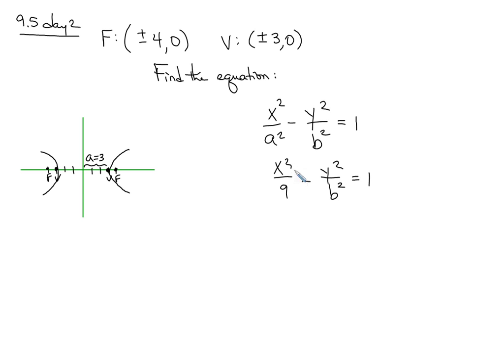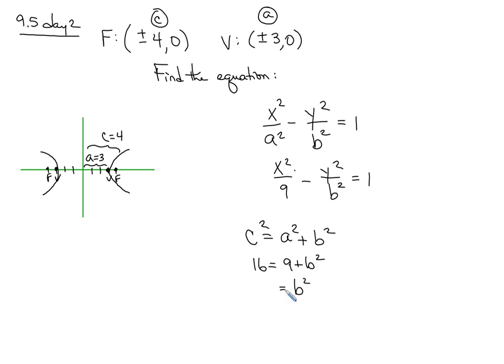So now we just have to find b. This gave us our a. We don't know b, but what do we know? We do know that c is equal to 4, and we know that c squared is equal to a squared plus b squared. So that gives us 16 equals 9 plus b squared, which makes b squared equal to 7. Do I need to square root that and solve for b? No. Why not? We already have b squared, and that's what we're trying to replace. So we just pull the b squared out, and we put 7 in its place, and we're done.